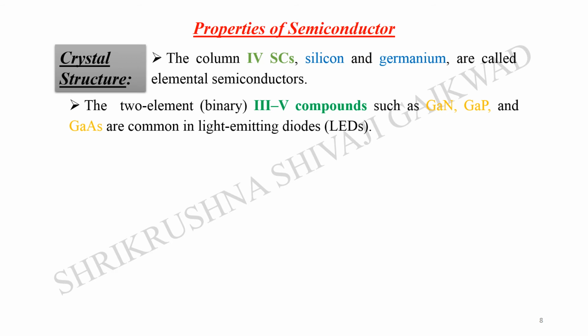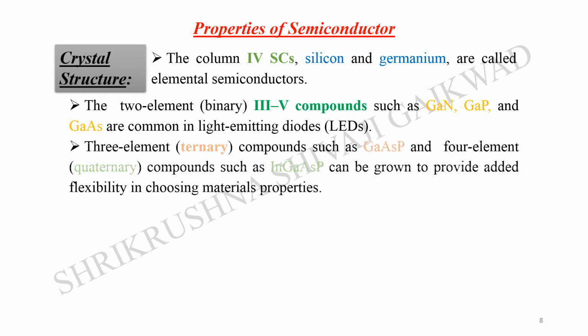So when we form a compound by using a group 3 element and a group 5 element, the resulting compound is generally used in light emitting diodes, in the sense that their emission is in the visible region. So they are mostly useful in forming LEDs. Now there is a possibility that we can form ternary compounds, or quaternary ones, as well.